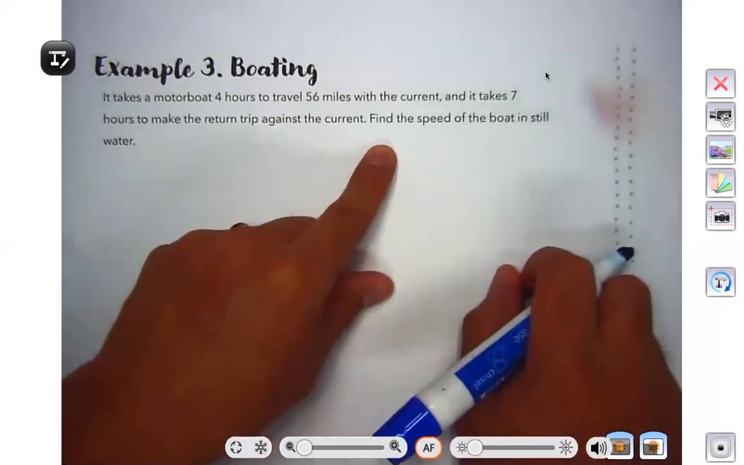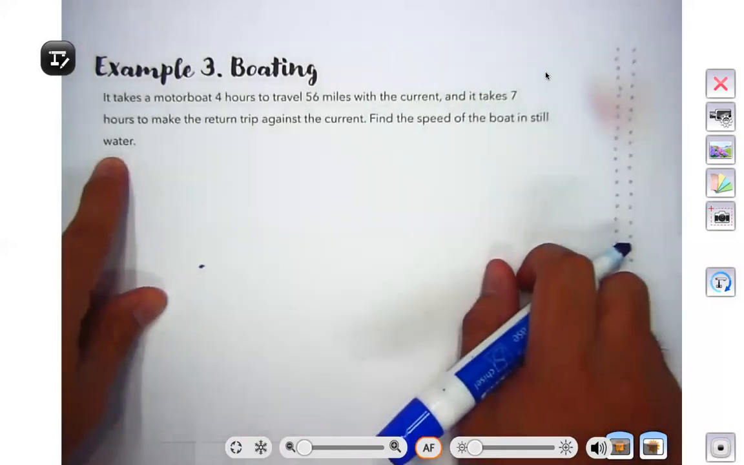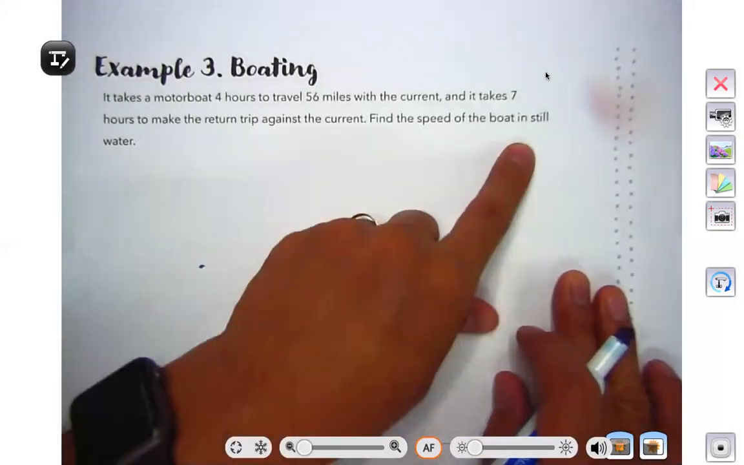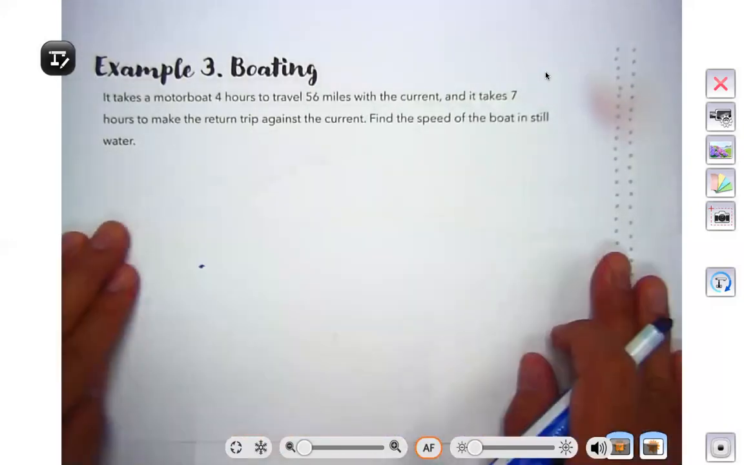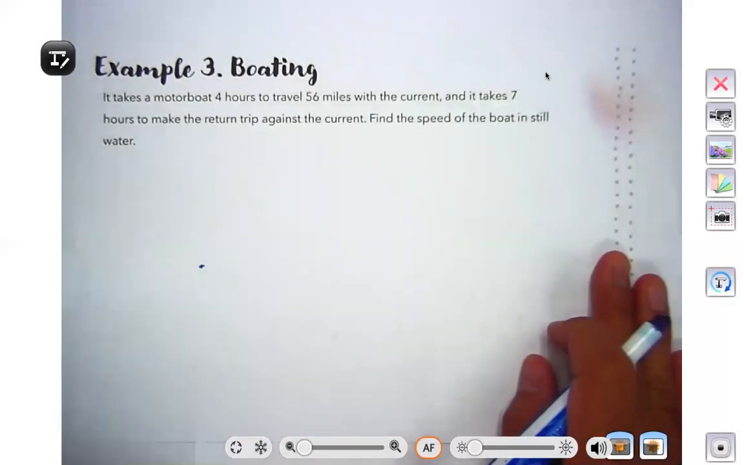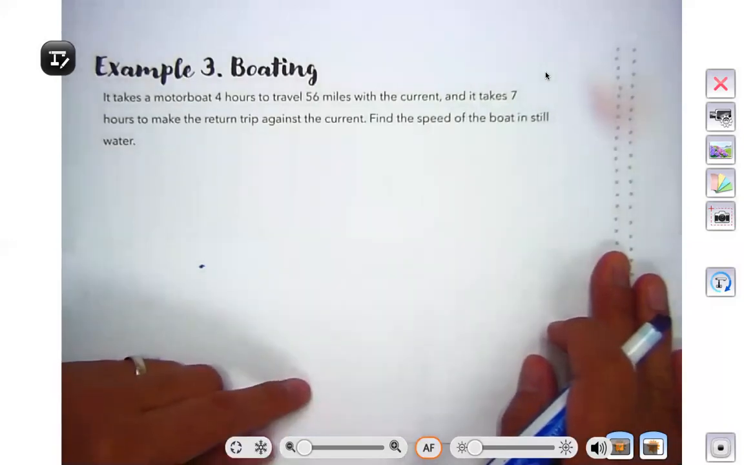So what are we asked for? We are asked to find the speed of the boat in still water. There's no current. It means in still water, there's no current. So it's entirely the speed of the boat.